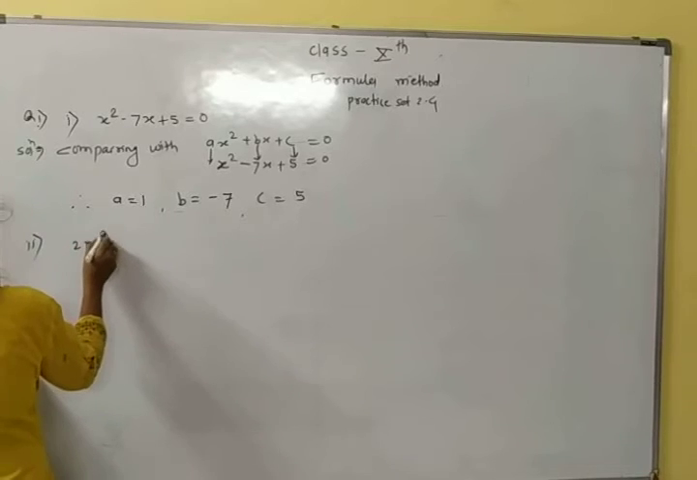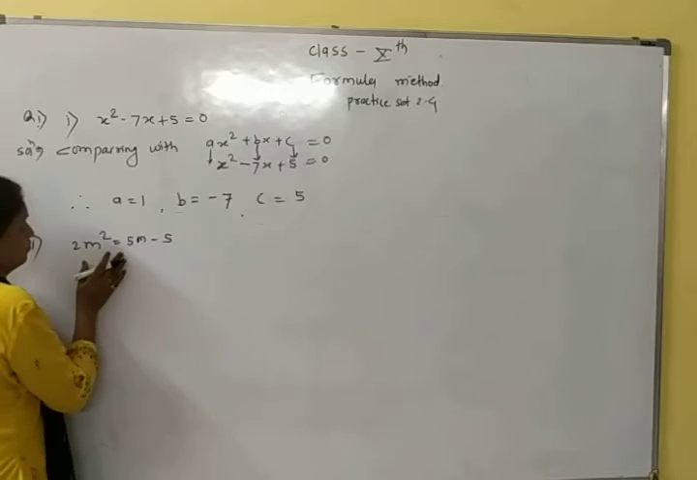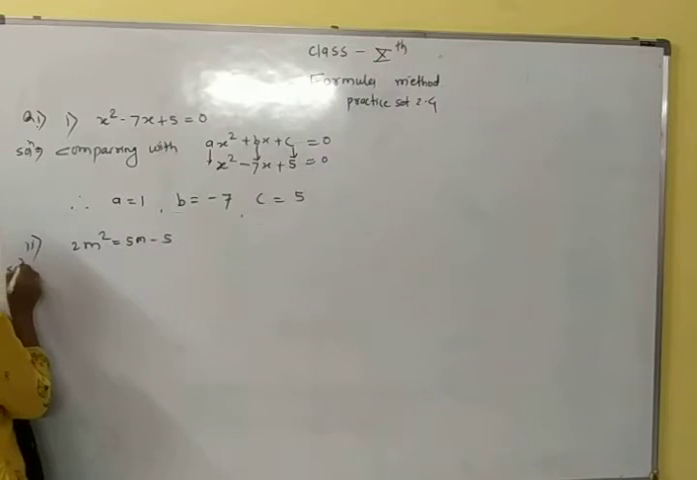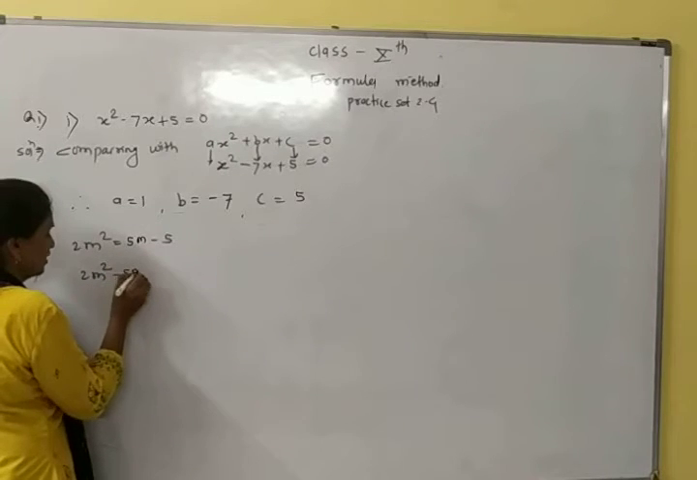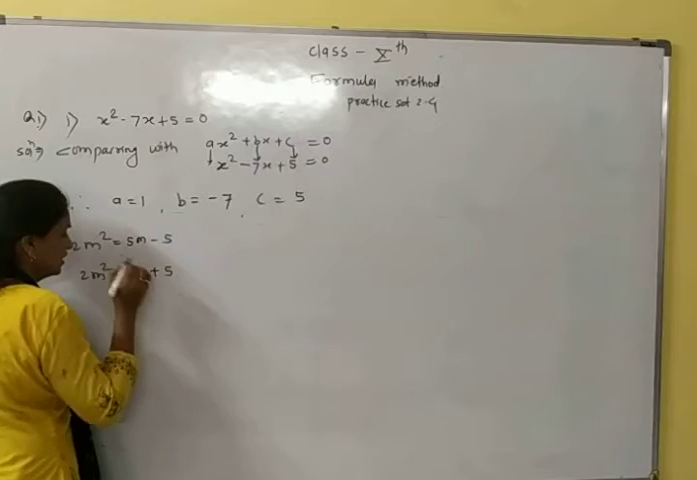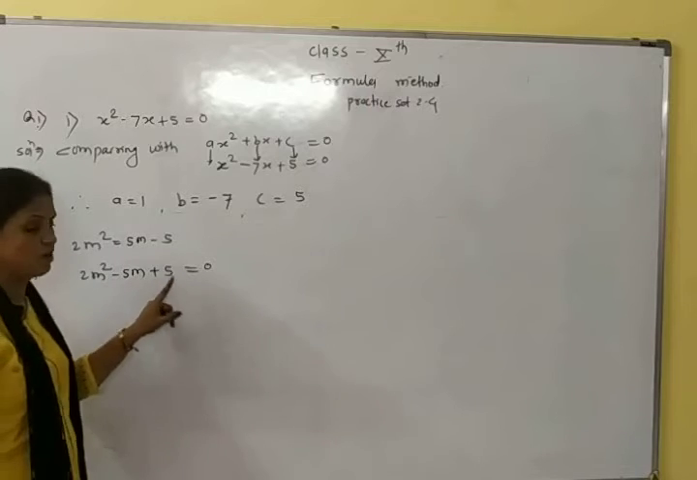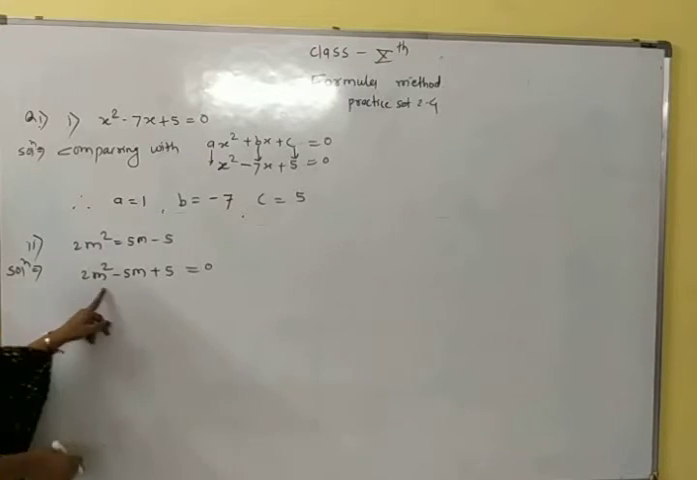Problem number 2: 2m² = 5m − 5. First, convert this equation into our general form. We can write 2m² − 5m + 5 = 0. This is our given equation, 2m² − 5m + 5 = 0.